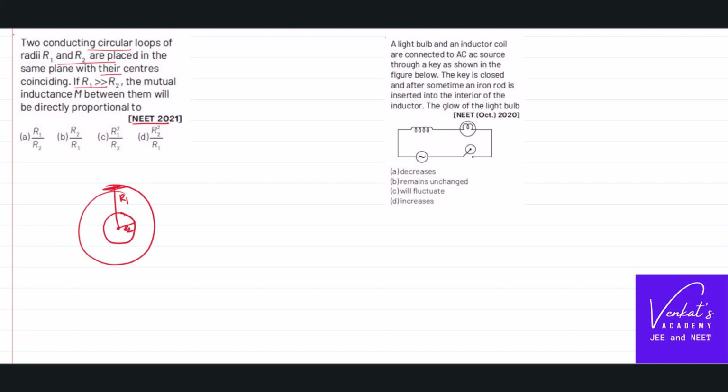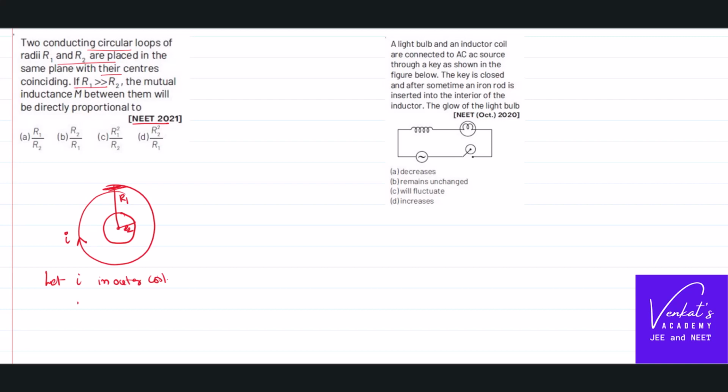The mutual inductance between them will be directly proportional to what? Mutual inductance comes only when a current passes through the coil. Let a current I be passing through the outer coil. Whenever current is passing in the coil, there is a magnetic field developed around it. Its direction can be found using the right hand thumb rule; it goes into the paper, right?